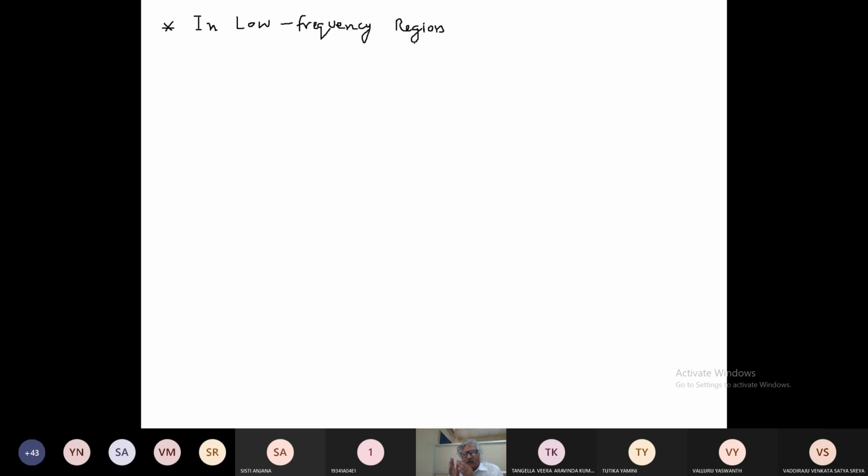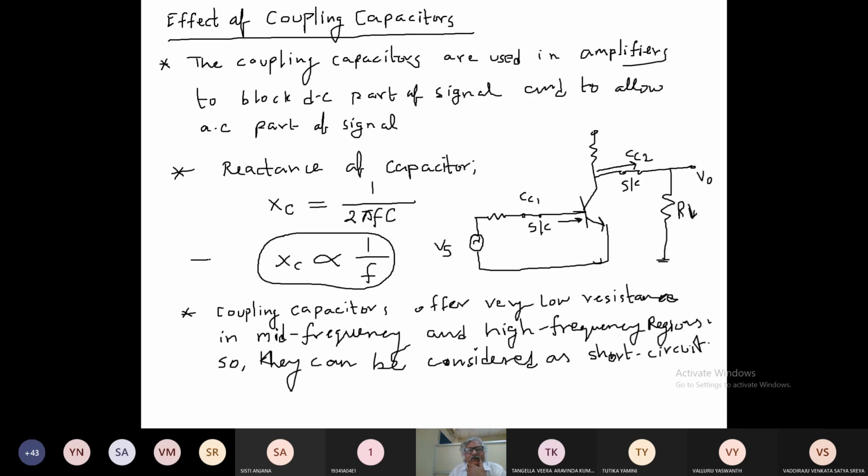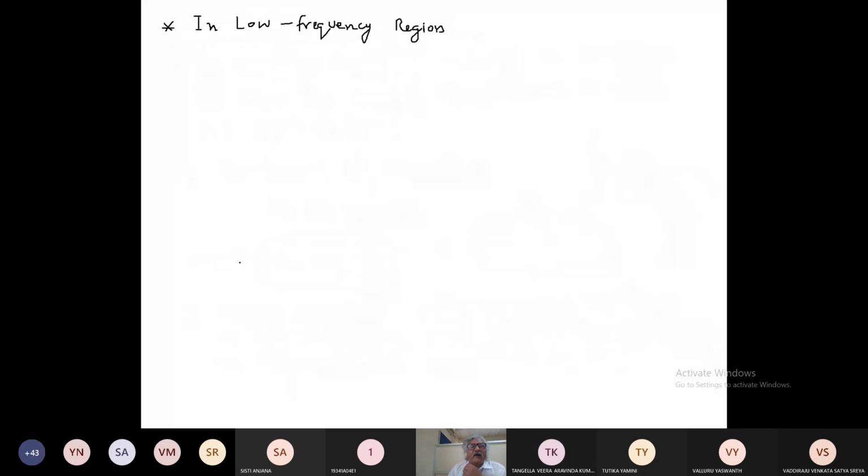Now see, in the low frequency region, the frequency is less, right? So if the frequency is less, then due to this expression, the coupling capacitors will have some resistance at the low frequency, right? So in the low frequency region, coupling capacitors.